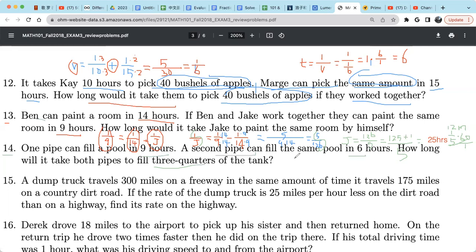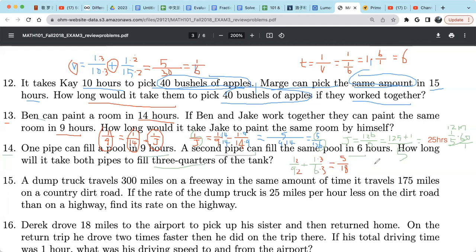We want to find the speed when the two pipes are working together. That would be 1 over 9 plus 1 over 6. The common denominator is 18 in this case. So multiply 2 over 2 and 3 over 3 in order to have a common denominator of 18. Then adding those two, 2 plus 3 is 5 over 18. That's the rate when the two pipes are working together.